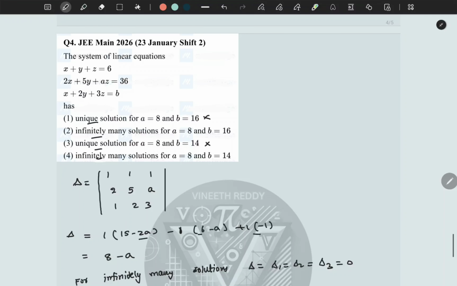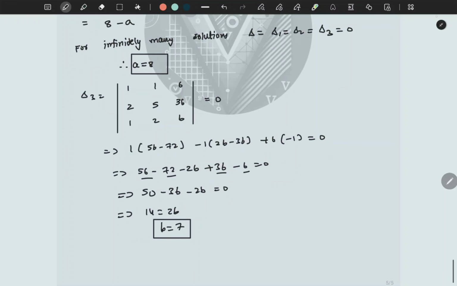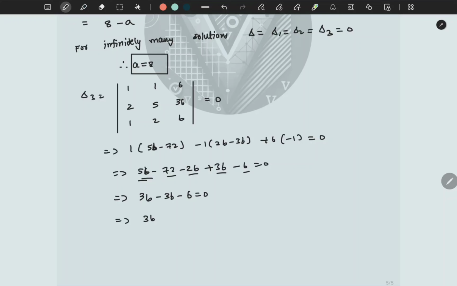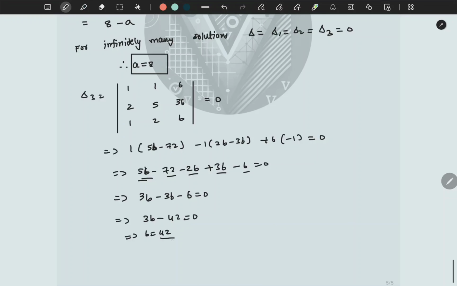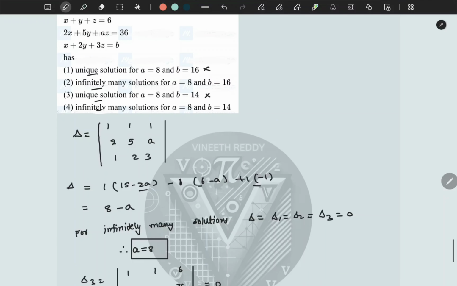So okay, there is definitely a calculation mistake. Definitely we'll identify it quickly. I think we just made a blunder. This should be 5b, not 56. I'm really sorry. So 5b minus 2b is 3b, minus 72 plus 36 is minus 36, minus 6 equals 0. I hope now I'm correct. 3b minus 42. So b will be equal to 42 divided by 3, so I think b is 14. So for infinitely many solutions, a equals 8 and b is 14. Now I think it is correct. Yeah, I think option 4 is correct.